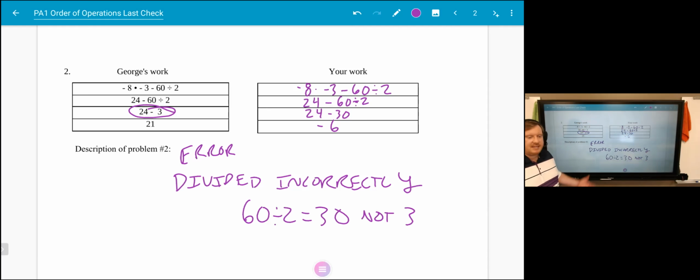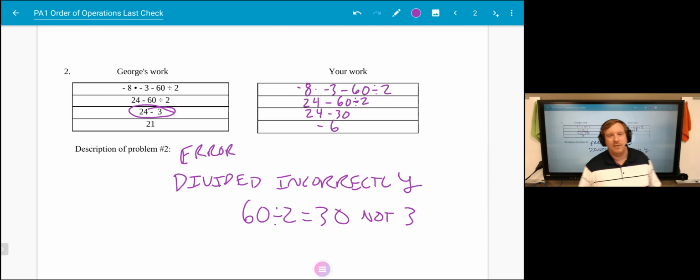There we go. That's an example of how you take care of PA1, the whole thing, last check. Do all those right, you'll get a 4.